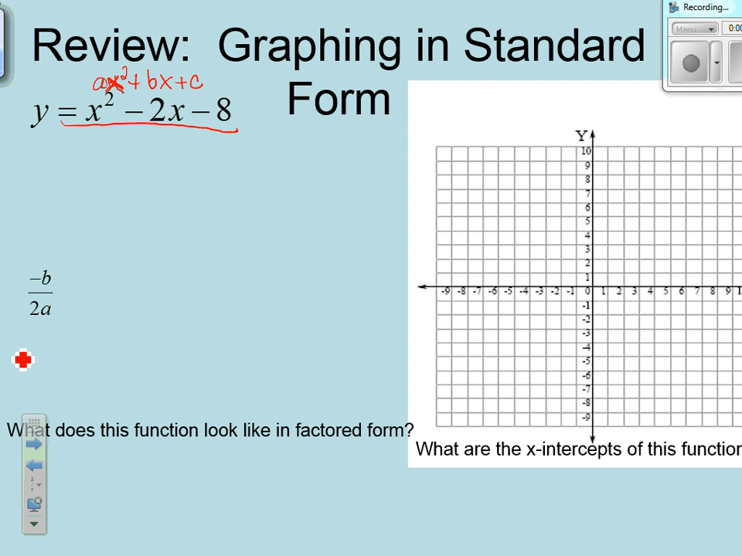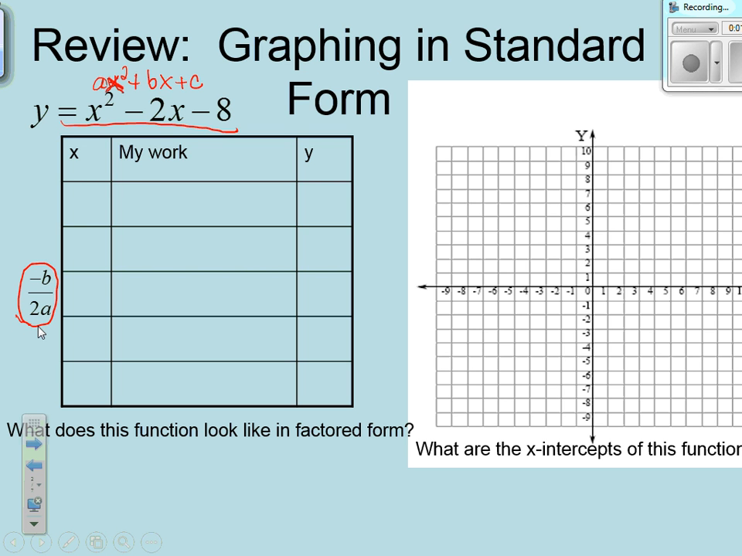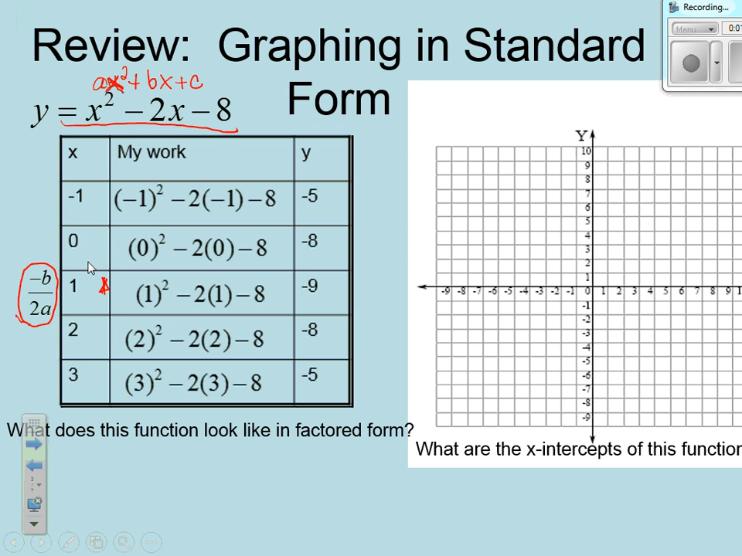And what we used is this formula, negative b over 2a. We found our x value that correlated with that negative b over 2a, which was the start of our vertex. We found that point. We found 2 points on either side. We plugged them in and we found our y values.